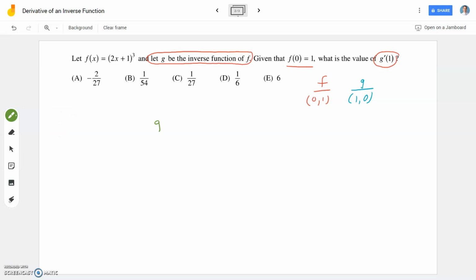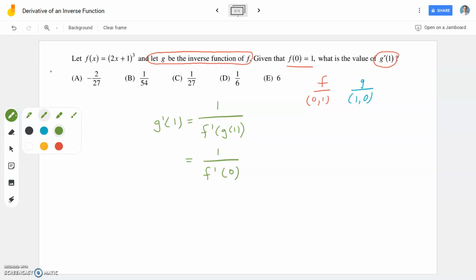The formula tells us that g prime of 1 is going to be the reciprocal of f prime of g of 1. And because of this relationship between f and g, where the x and y coordinates are switched, we know that this becomes 1 over the derivative of f at 0. In order to finish the problem therefore, we're going to need to find the derivative of the function f, which we can do using the power and chain rules.